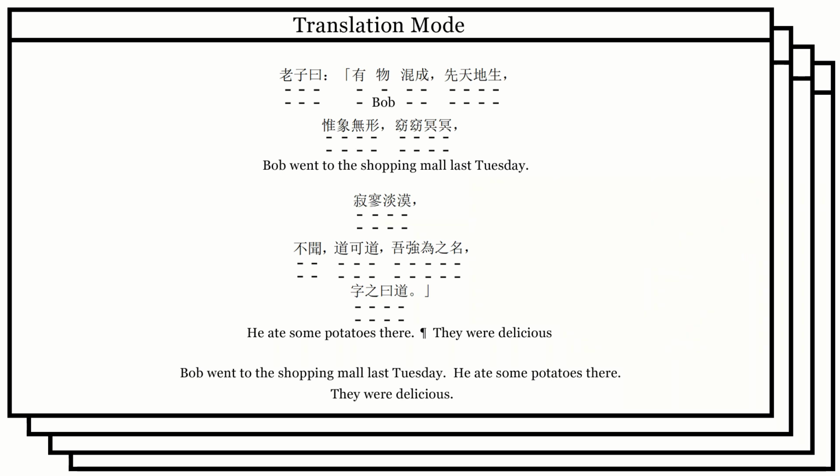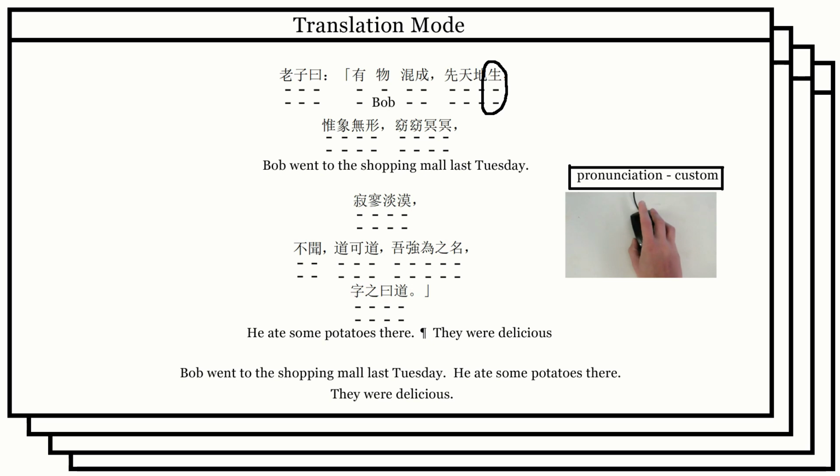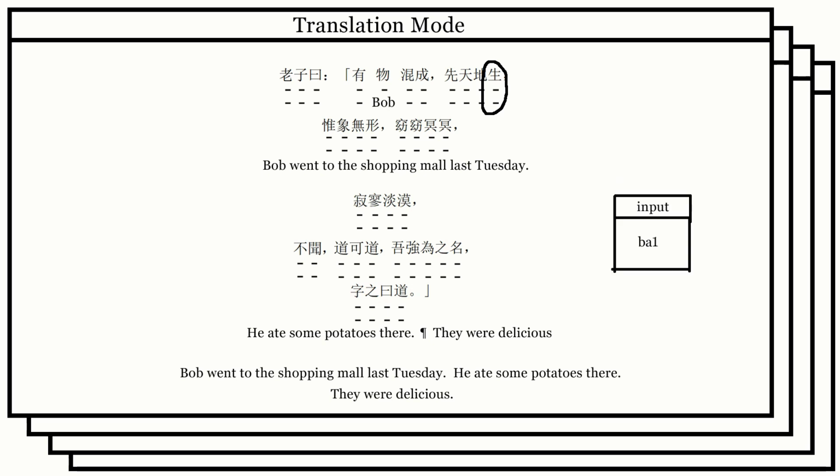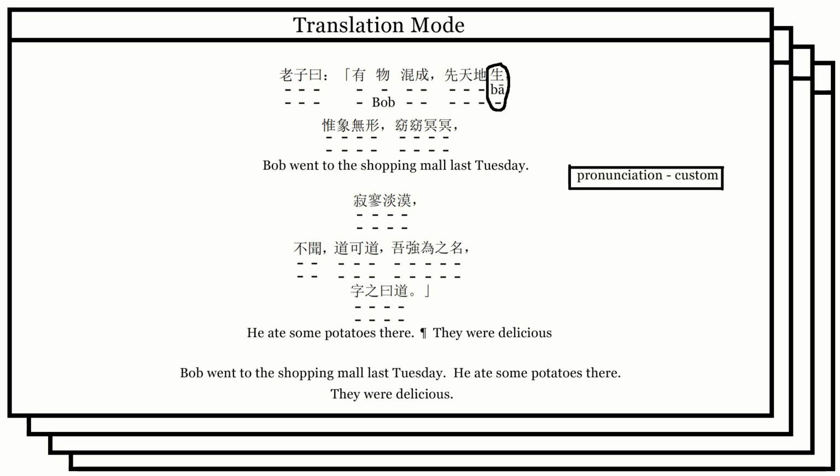Okay, so let's suppose the user selects this character and then clicks the button pronunciation-custom, and suppose he types in BA1, and suppose the pronunciation setting is on pinyin. And now the pronunciation of this character shows up as B and then A with a horizontal line above it. And now suppose the user selects the same character and clicks on pronunciation-custom and types in DA2.